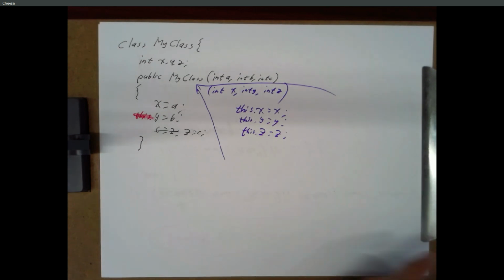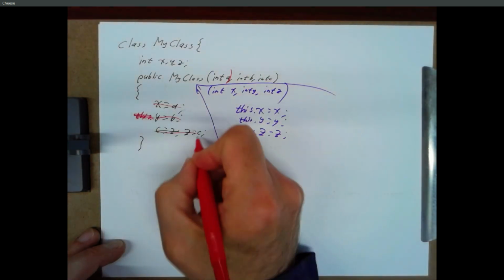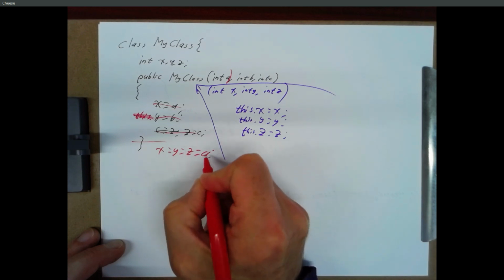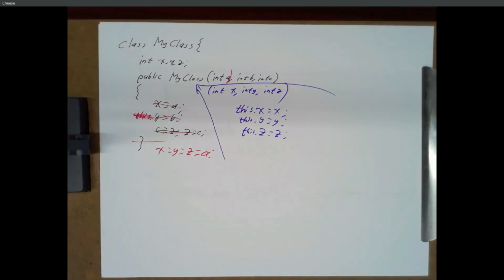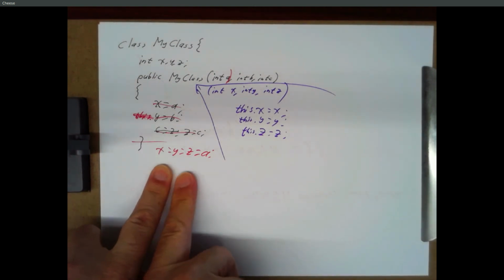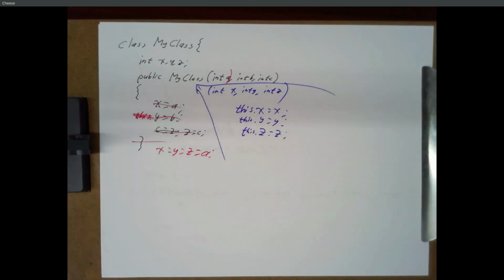All right, so you can make a constructor with a single argument. So maybe just integer a, and then you could just say x equals y equals z equals a. Or you could make 3 assignment statements. And these assignments work. This works in C, this works in Java. Z is equal to a and gets assigned all the way over.